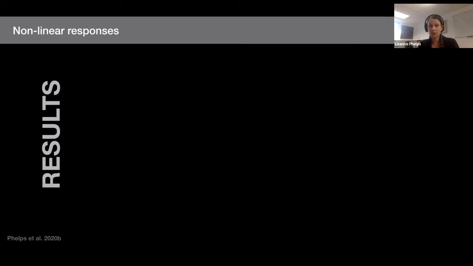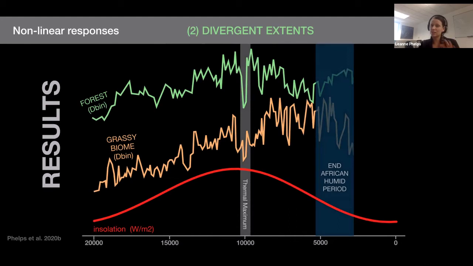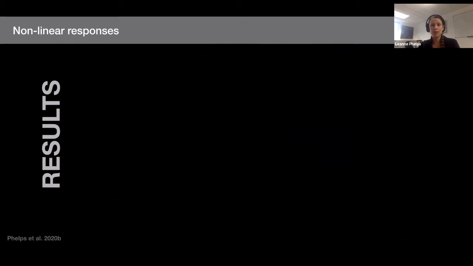The second nonlinear response that we observed was a divergence in the extent of forest and grassy biomes. So as insolation was increasing, we had the expansion of both of them in a very similar manner, but as insolation then started to decrease, we got divergent trends. So forests decreased, but grassy biomes continued expanding onward. And I'm going to get into some of the changes in land use that were happening at that same time.